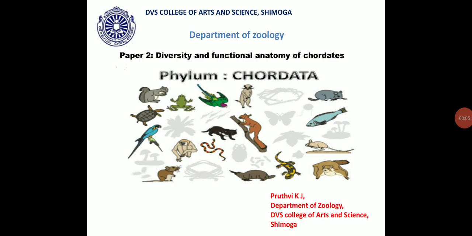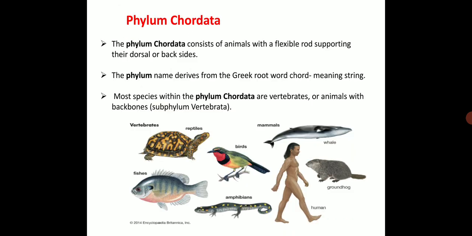Today we are discussing paper 2, that is diversity and functional anatomy of chordates. In this second semester you are going to learn about chordata. As you learnt in the first semester, you have learnt about non-chordates. So first, we'll look into what exactly chordata is.